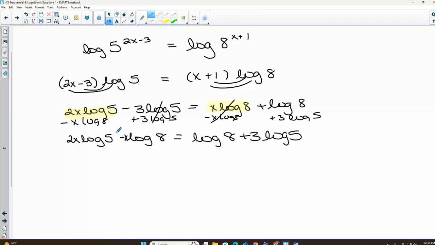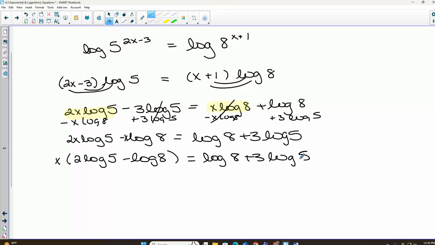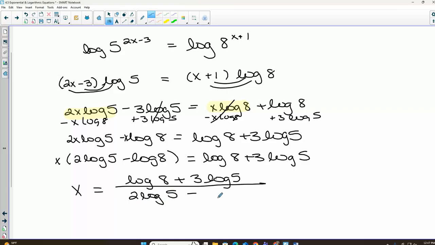Let's take out an x, let's factor it. So then it would be x times 2 log 5 minus log 8. So now to get x by itself, we divide that whole thing. This is the longest problem we will ever have with Lindy. So this is as complicated as it can get right here.